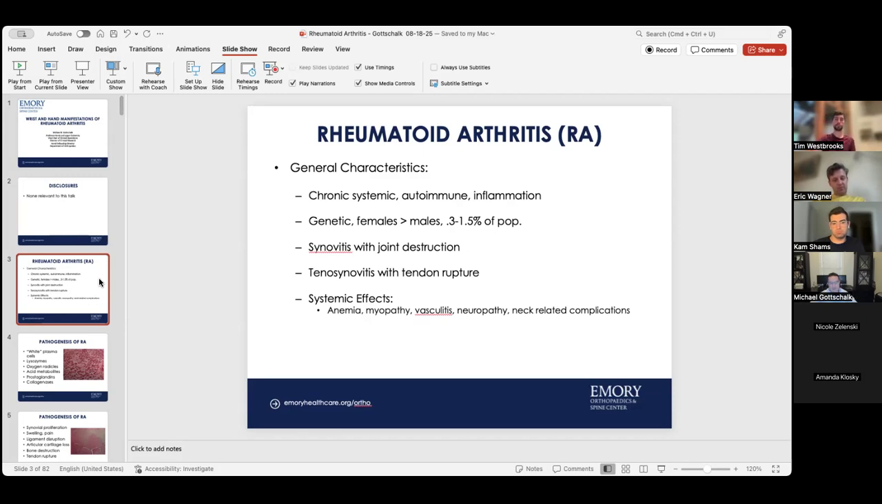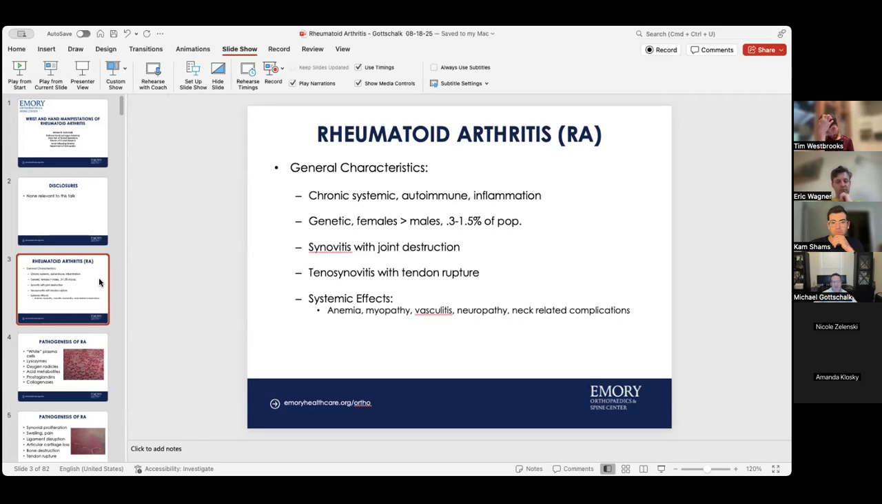So rheumatoid arthritis, general characteristics, is a chronic systemic autoimmune inflammatory process. Typically, we know that it's genetic, so those will pass it down. It's often seen in females more than males, and it's essentially anywhere between 0.3 to 1.5% of the population. There are two distinct features that we see. One is synovitis of the joint capsule with subsequent joint destruction of both the cartilage and the ligaments, so keep that in mind. Another is tenosynovitis of the tendons, and this is specifically true within the hand and the wrist, where it often will manifest first.